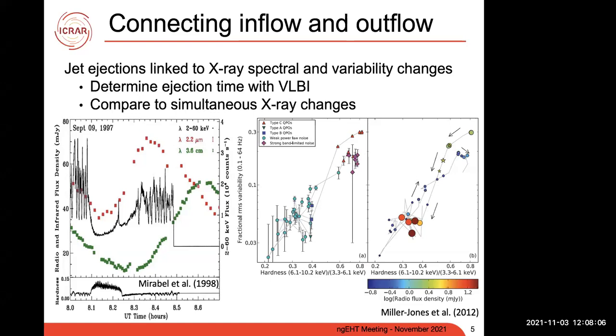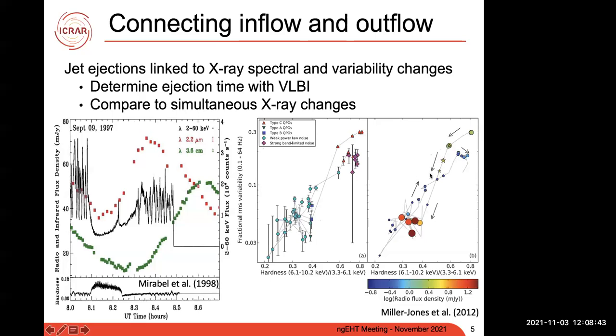So not only does the X-ray spectrum and the X-ray count rate evolve as the jets are ejected, but also the X-ray variability properties. So on the right, you can see some work showing how the types of variability shown with the different symbols in this middle panel evolve as the X-ray color is evolving. And then in the right-hand panel, the stars denote where VLBI showed the jet to be ejected. So we can see that as the type of X-ray variability and the level of X-ray variability change, that is associated with the ejection of jets.